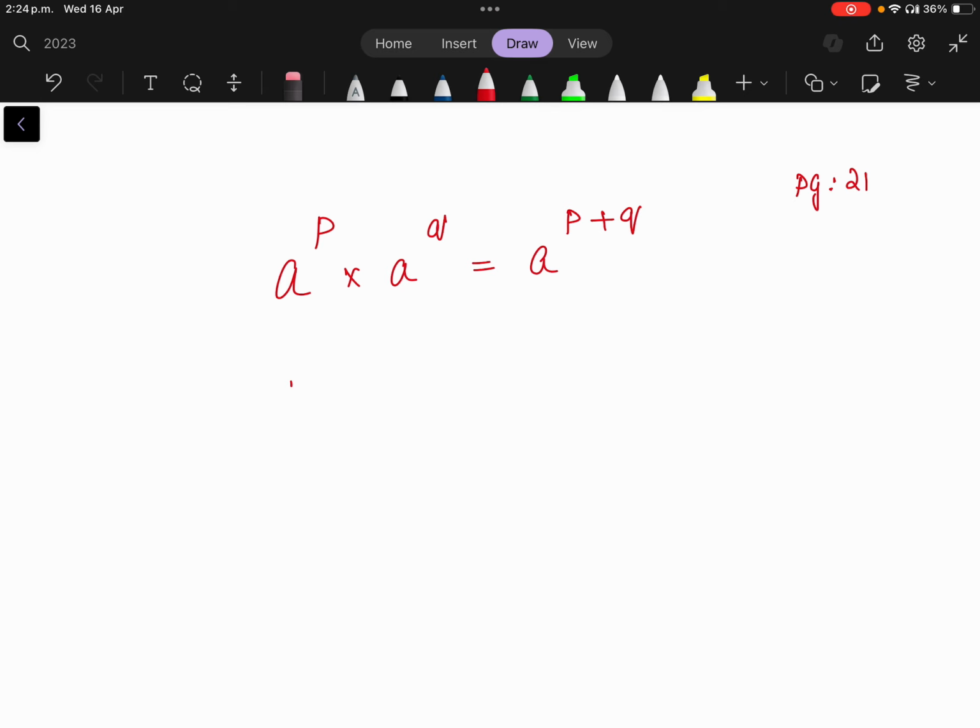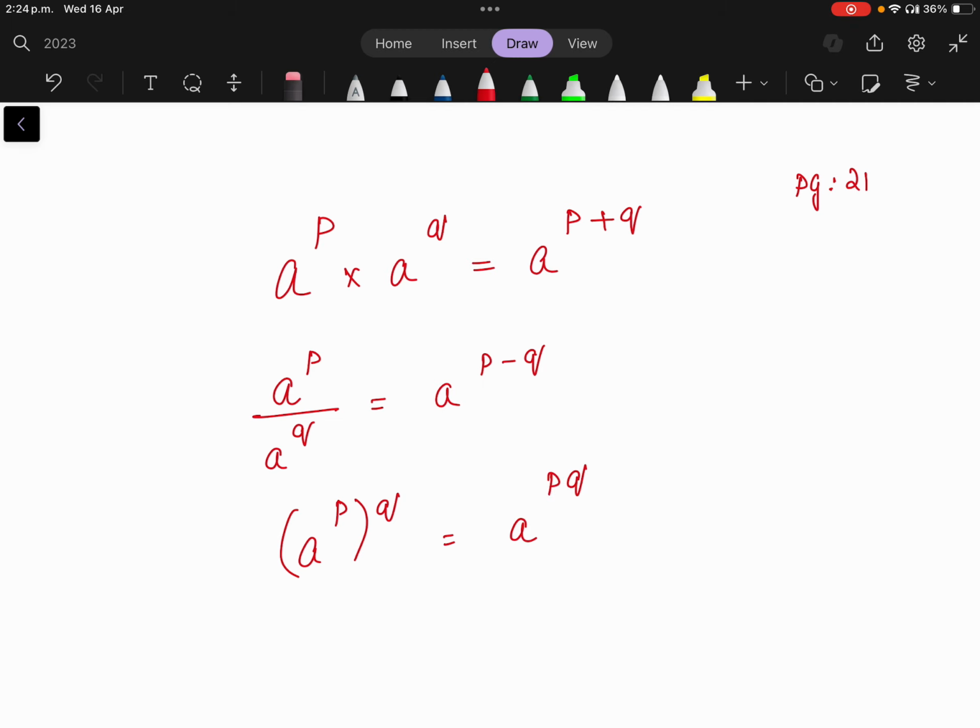The second one is a to the power of p divided by a to the power of q, which will be equal to a to the power of p minus q. And then the third one is a to the power of p, to the power of q. First you are raising a to the power of p, then to the power of q, that will be a to the power of pq. That means you multiply these together.